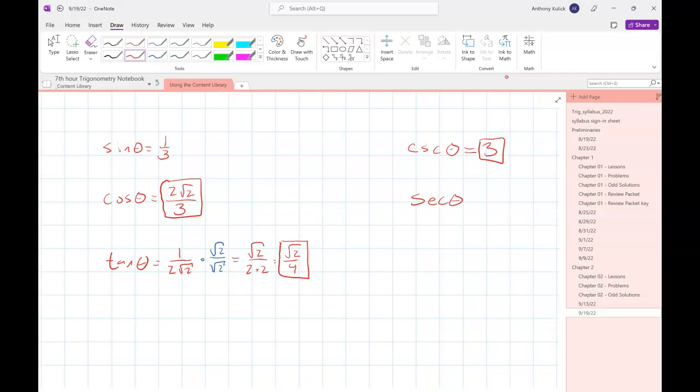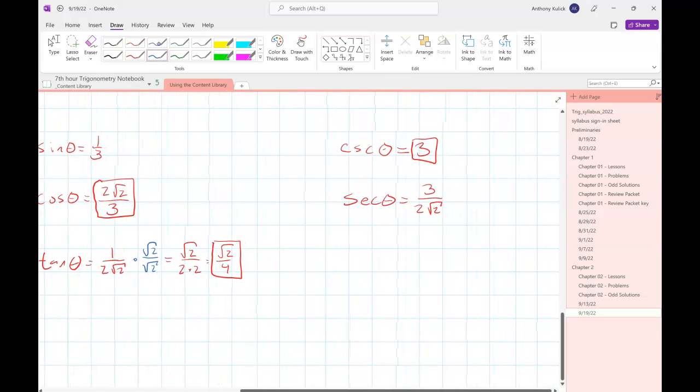Let's do secant next. How would I write the answer for secant? Okay, 3 over 2 root 2. We got the same problem that we had in the tangent. So let's rationalize that denominator.